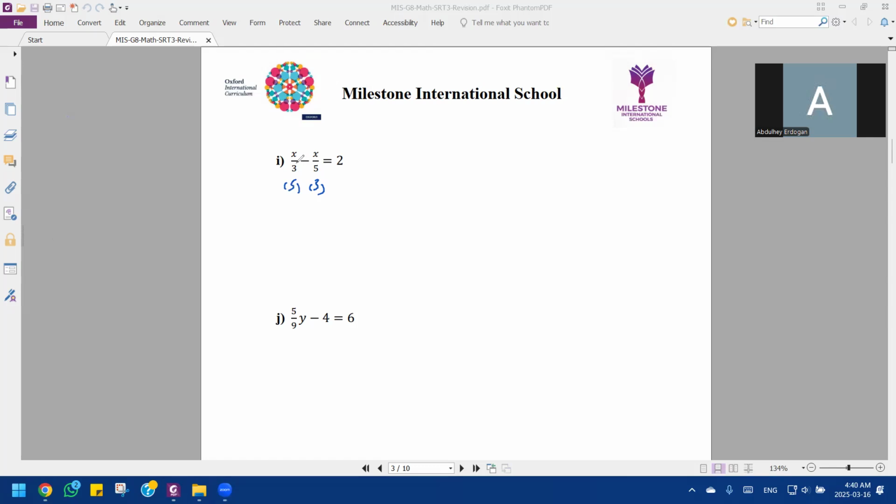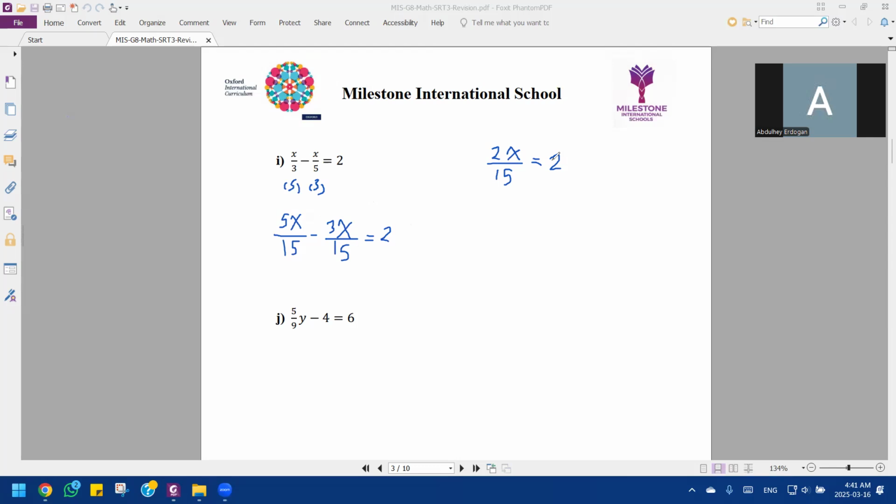Now, 5 times x is 5x over 3 times 5, 15, minus 3 times x, 3x, over 3 times 5, 15. This is equal to 2. Now we can simplify 5x minus 3x. This is 2x over 15 equals 2. So 5 minus 3 is 2x. 15 will stay, equals 2.